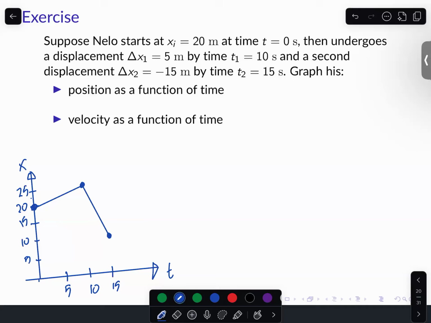Did you get this? I start at 20. The next displacement interval brings me 5 meters, displaces 5 meters to 25, just like 2 slides ago. And then I displace negative 15 meters. That ends up at positive 10, yeah? All right. Did you get this? Great.